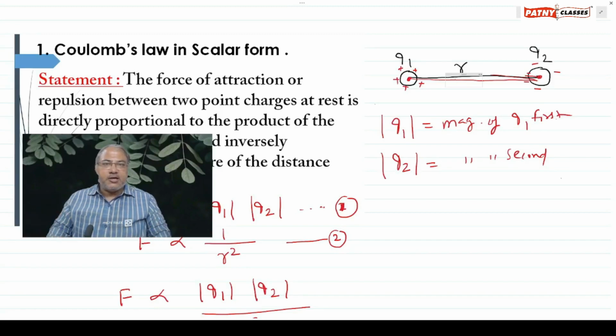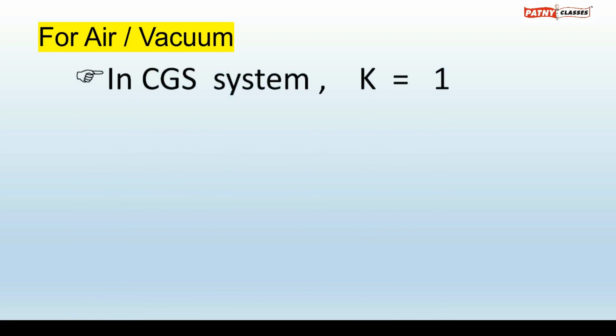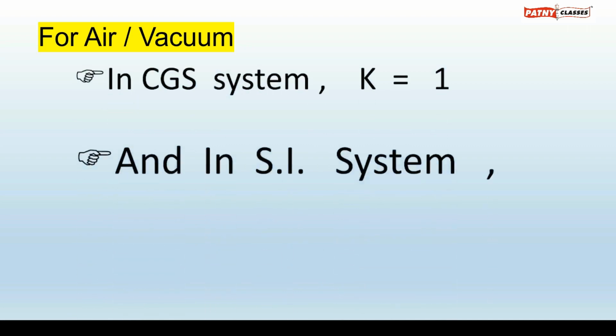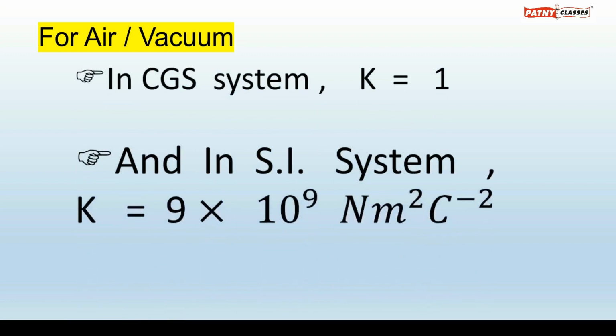K value is constant. It is a force constant. But it is not always constant. It changes with the medium. If the medium is changing, the K value is also changing. So for air or vacuum, the value of K in SI system is given by 9 into 10 raised to 9 Newton meter square per Coulomb square. Let me repeat. In CGS system, K equals 1. And in SI system, K equals 9 into 10 raised to 9 Newton meter square per Coulomb square.